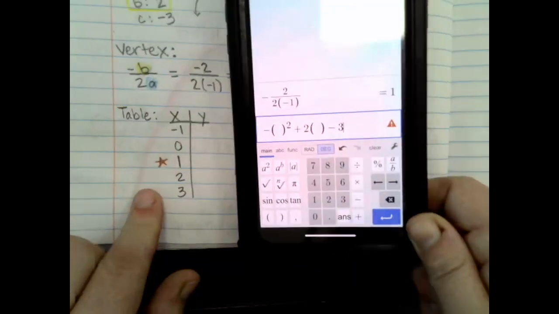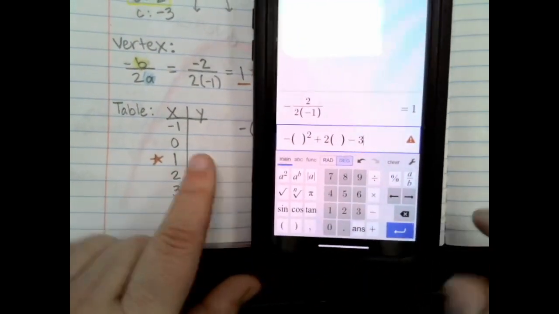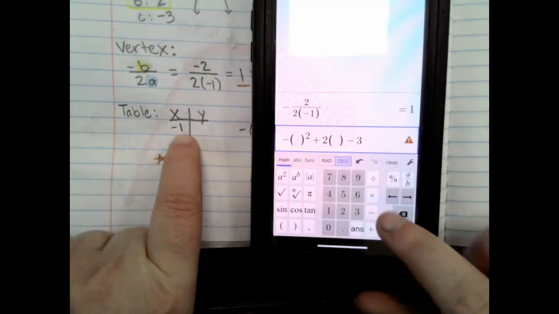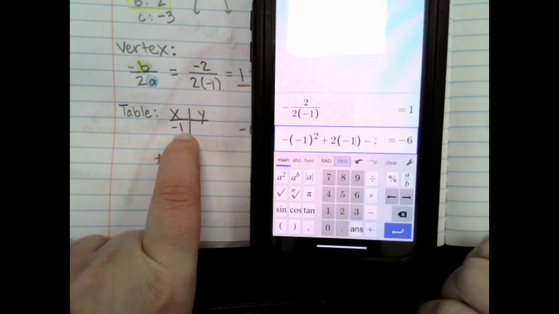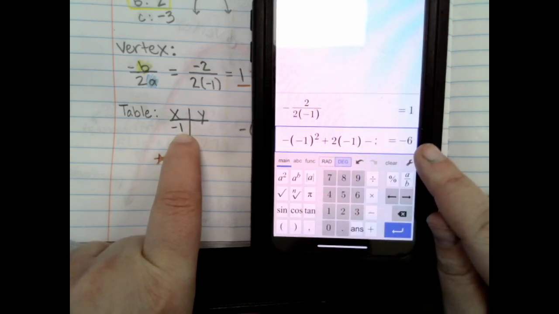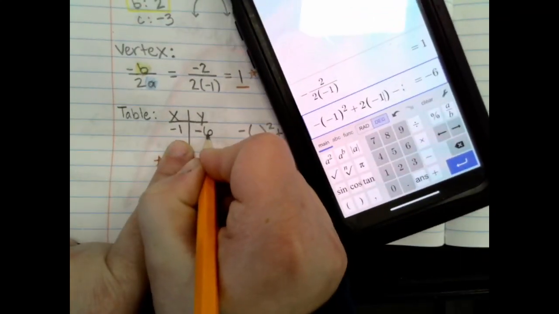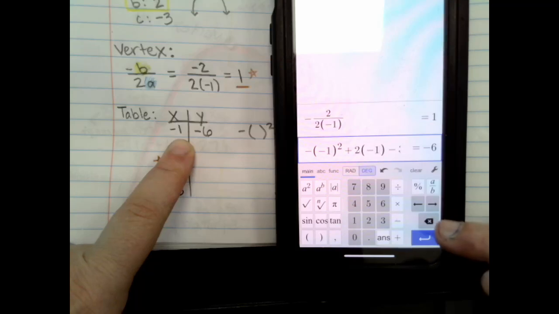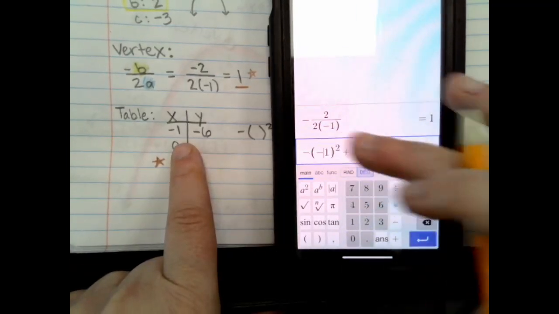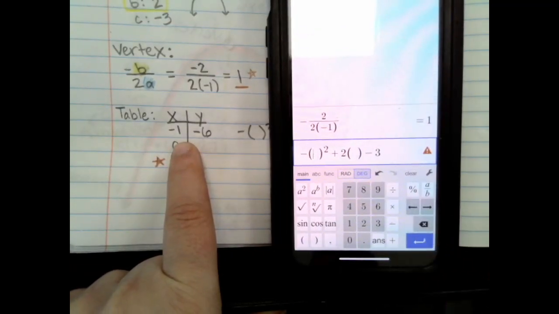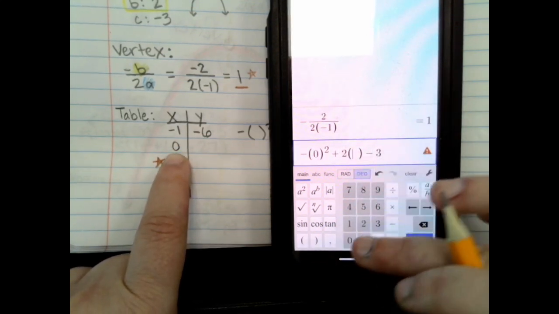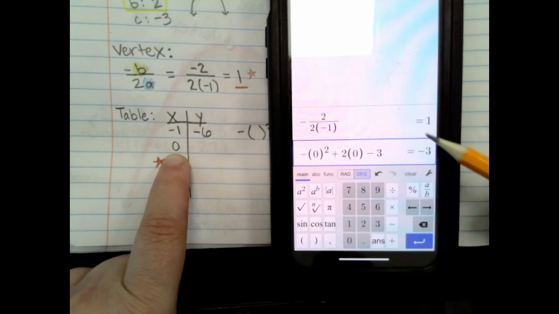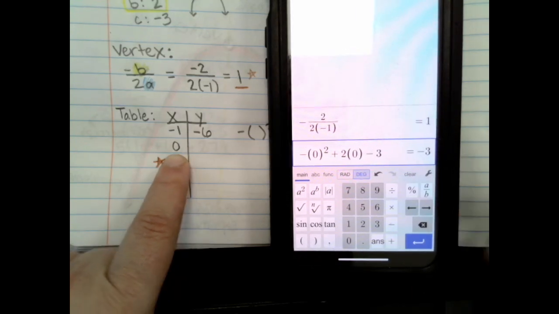What's my first number we're going to put into the parentheses? We'll put in negative 1. So I'm going to put negative 1 here for this parentheses and negative 1 here for that parentheses. And our answer is negative 6. Now the reason why I like using Desmos for this is because I don't have to delete everything. I can just delete those negative 1s and start again. So now what's my next input? 0. Put 0 into both the parentheses, and we get out negative 3.